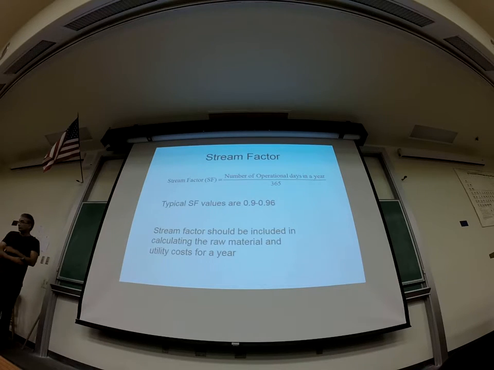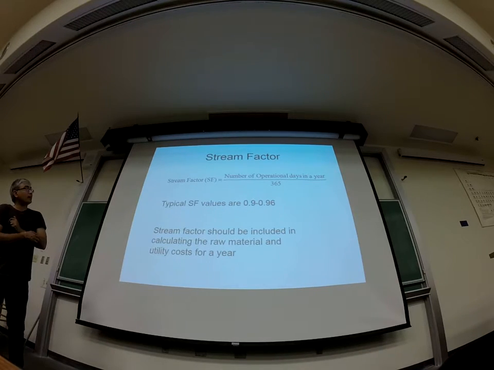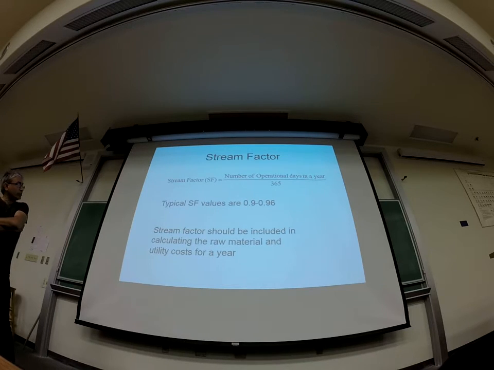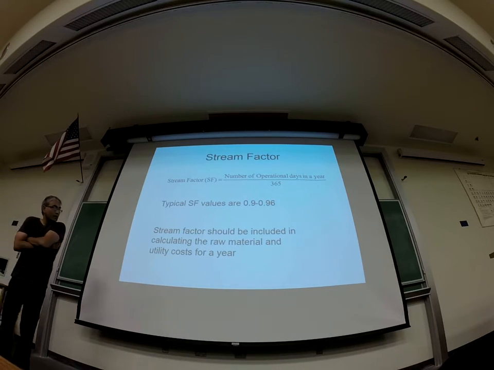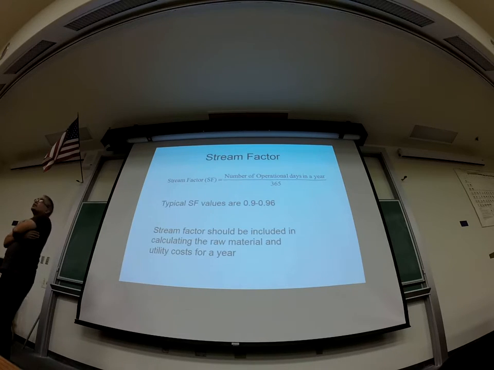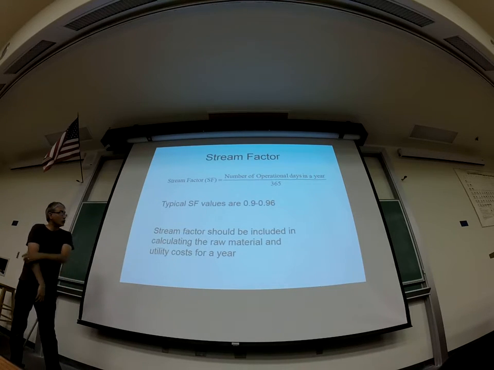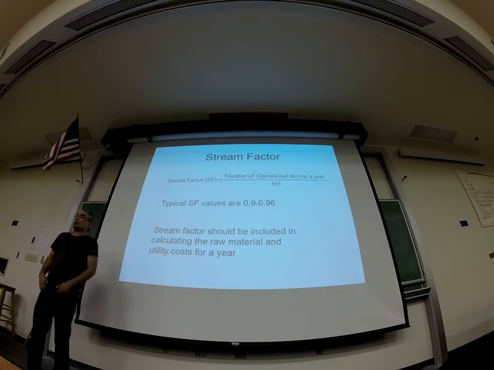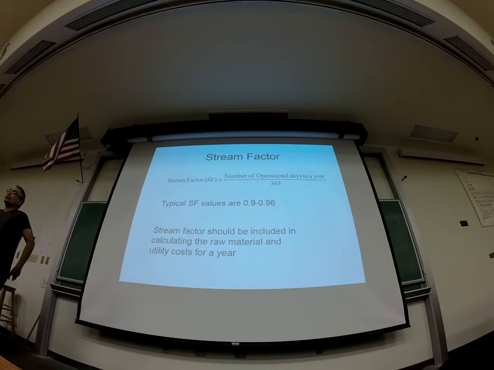I already told you what stream factor is. Stream factor is the number of operational years, the fraction of days you're actually working. So that's typically 90 to 96%. And so you multiply what you need per year by roughly 95% to figure out how much you're going to actually spend on raw material. Now, if you remember, when you were calculating labor, you did not multiply the cost of labor by 95%. Why not? Sorry? No, we already factored all that in by 4.5.